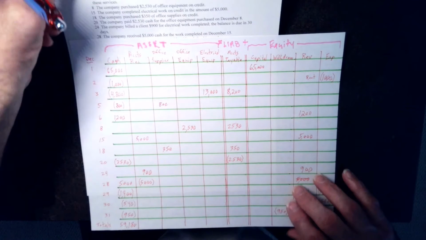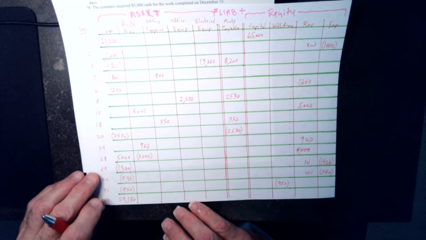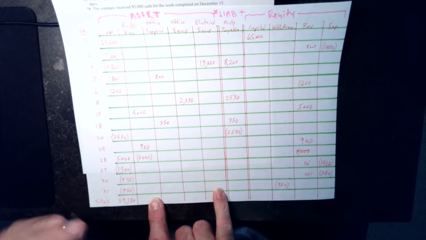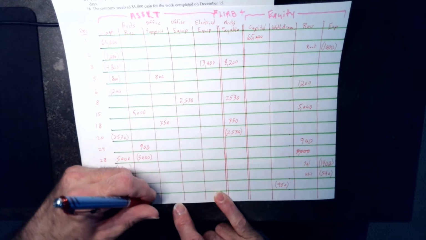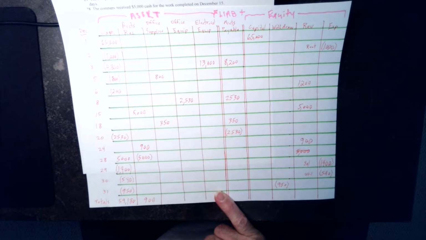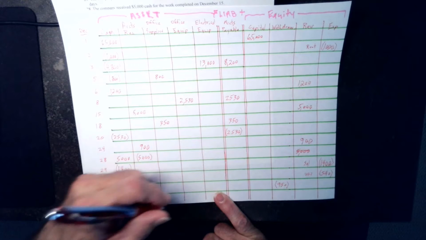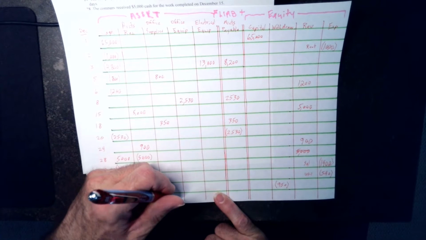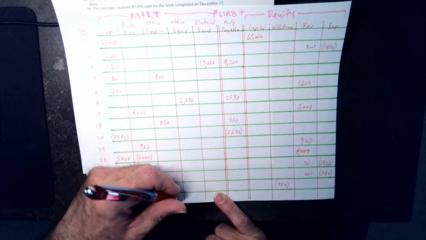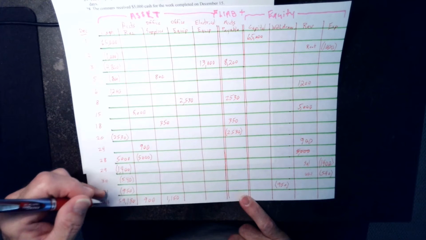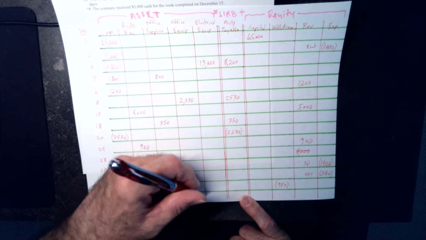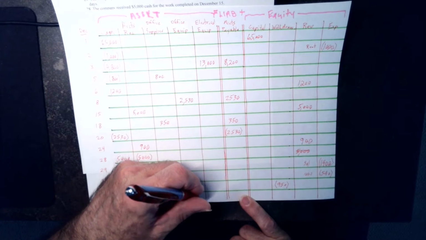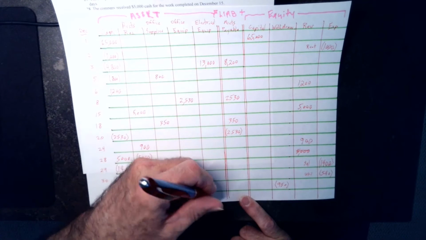So to continue totaling the dollar amounts at the bottom here, accounts receivable then is going to be $900. Office supplies is going to be $1,150. Equipment is going to be $2,530. That's for office equipment. And for electrical equipment, total of $13,000.